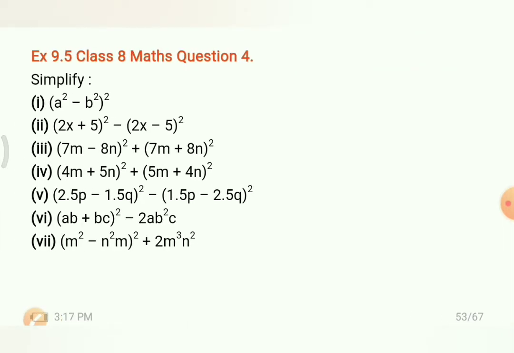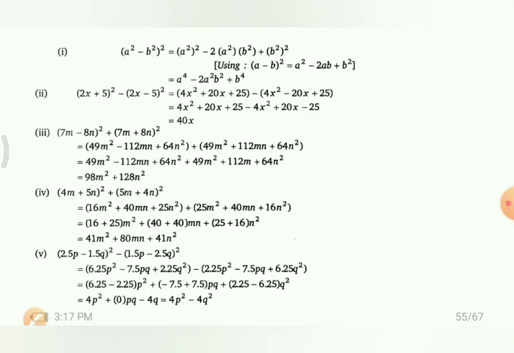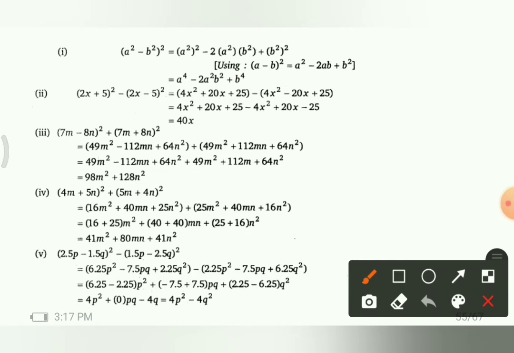We'll solve the first one, a square minus b square the whole square. That is, a square minus b square the whole square is what is termed as a plus b the whole square or a minus b the whole square. Now you can see here they have given that identity. Using this identity, a minus b the whole square.